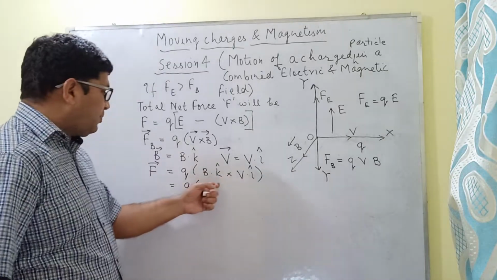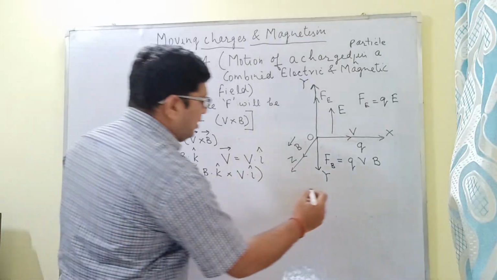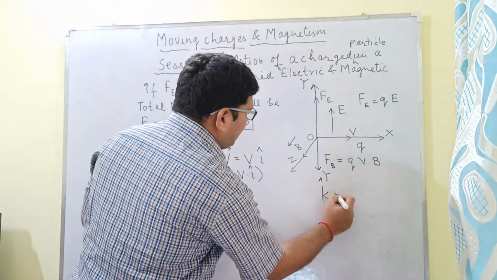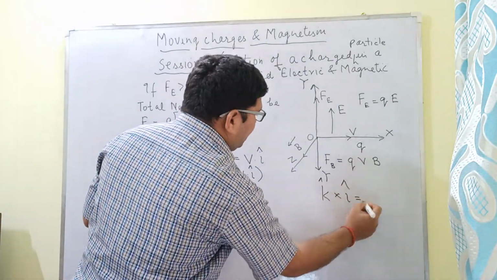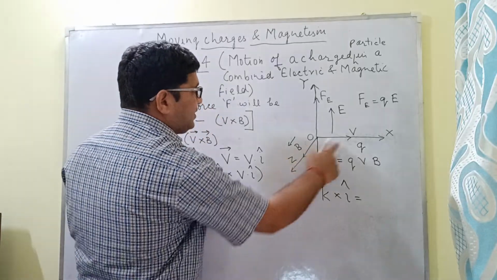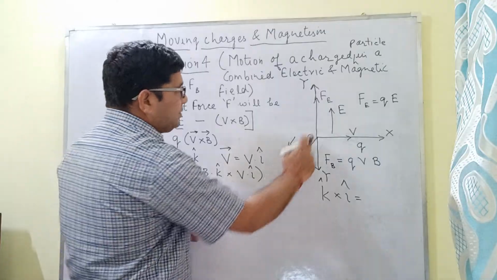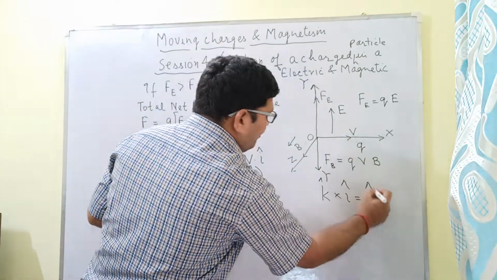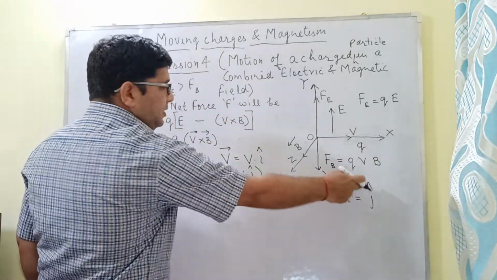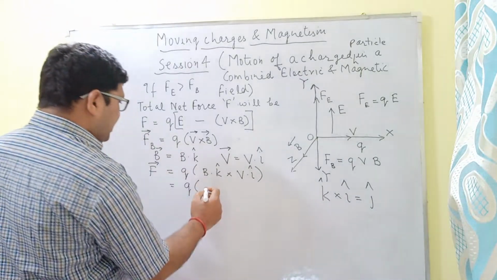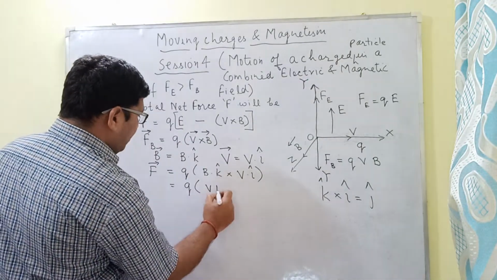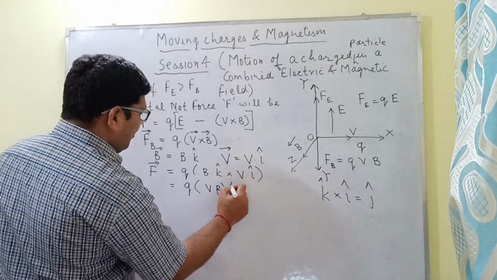Now the cross product of K and I. K is the unit vector along the z-axis, and I is the unit vector along the x-axis, and the cross product of these two will be equal to j cap, ठीक है ना? So हम इसकी जगह पे लिख सकते हैं Q VB j cap.